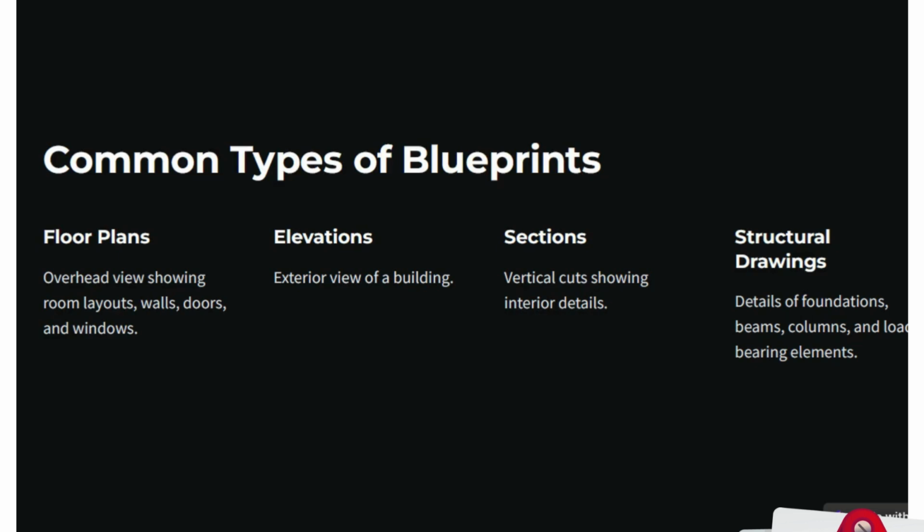Structural drawings: details of foundations, beams, columns, and load bearing elements. In structural drawings, you have to add your specific details, for example details of your beams. Here you have sections too, but these are different because you have two kinds of sections here. One is in the sections term where we described it.